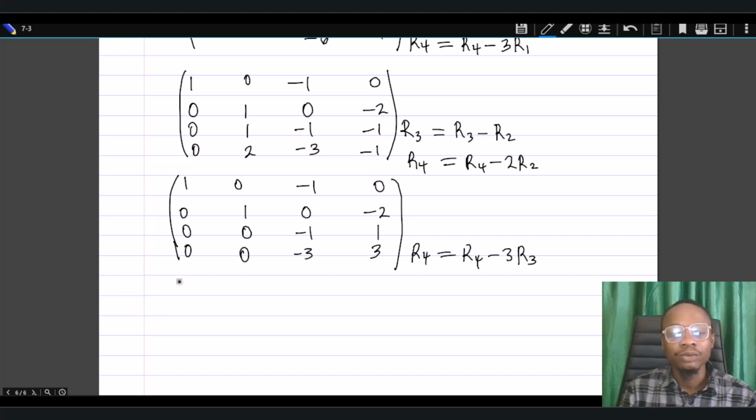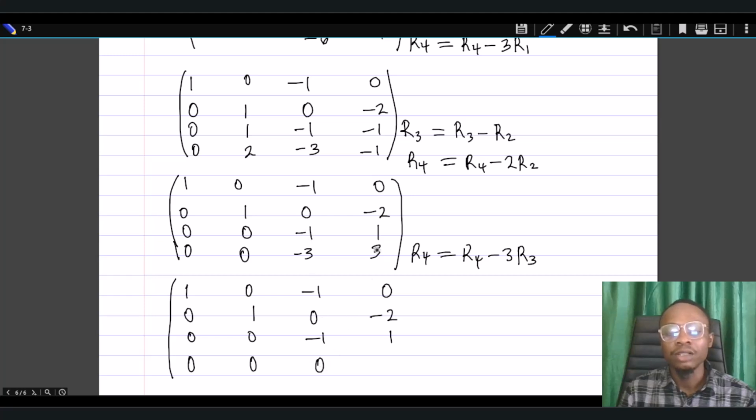Okay. So when we do that, nothing is happening to the first row. That is 1 0 minus 1 0. Then this is 0 1 0 minus 2. Then this is 0 0 minus 1 and 1. Then for the last part, we have this to be 0 0 minus 3 plus 3, so that is 0. Then we have 3 minus 3, that is 0 as well. So with that, we are good to go.